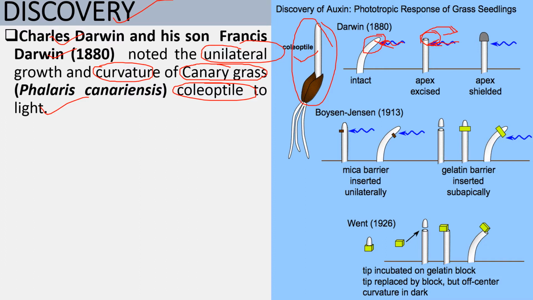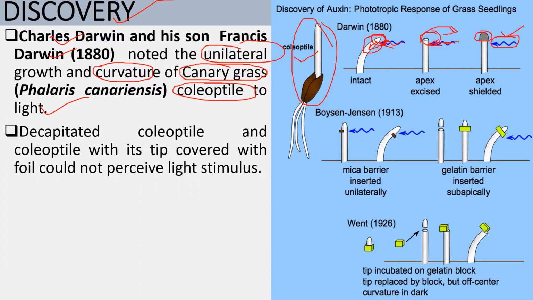Again when this tip is covered with some foil, तब भी ये जो seedling है it is unable to sense the stimulus of light है, और ये कोई भी curvature show नहीं करता है. So they observed from this experiment that this tip is the source of chemical substance जो कि टिप से सब एपिकल रीजन में आता है, और this is responsible for this unilateral growth in the direction of light.